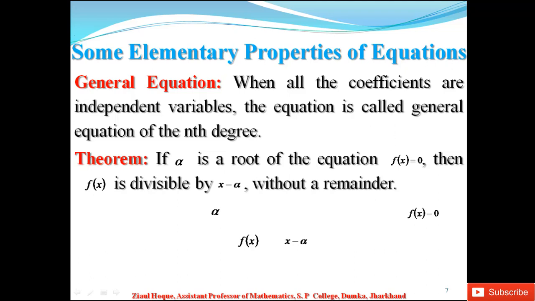Now, theorem. If alpha is a root of the equation f(x) equal to 0, then f(x) is divisible by x minus alpha without a remainder, or the remainder is equal to 0.